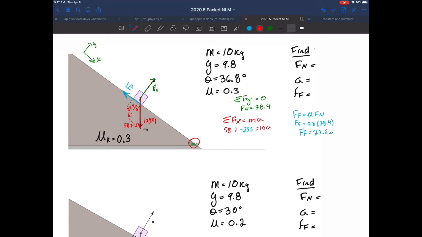Nice job. Now let's go ahead and solve for a. So 58.7 minus 23.5 gives us about 35, and divide by 10. So we get 3.5 meters per second squared. That's a. Go ahead and try the one below.